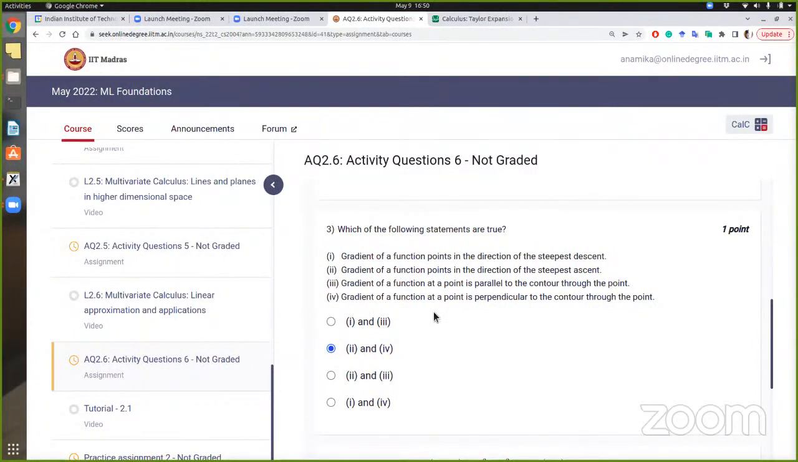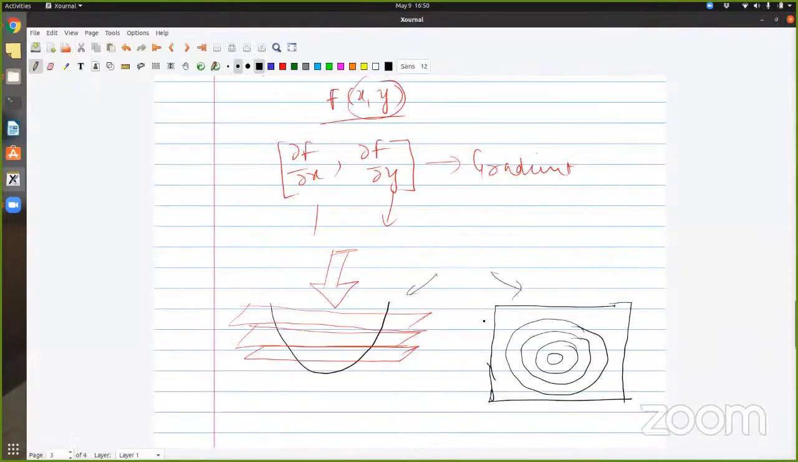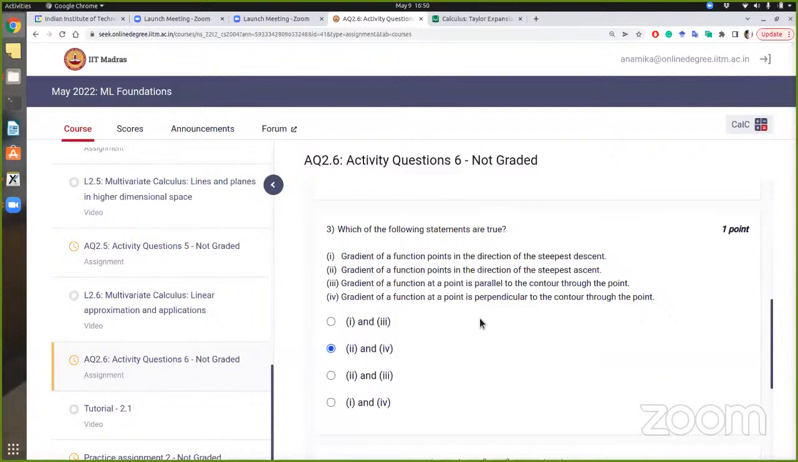Another thing is gradient is perpendicular to the contour line. What is the rate of change of function along a contour line? It's constant, 0, right? Function is constant, so the rate of change is 0. Whereas rate of change of function along the direction of gradient is the maximum. So gradient of a function at a point is always perpendicular to the contour through the point. So second and fourth options should be correct.